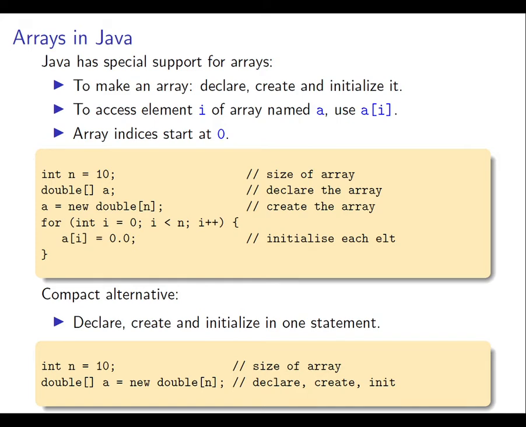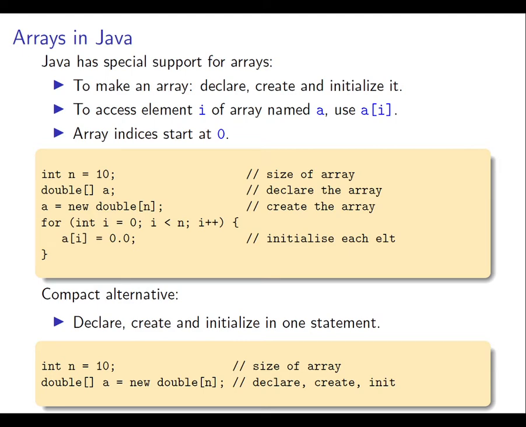That's a bit wordy, and it's convenient that in Java we have a shorter way to do the same thing. So in this case we are just going to keep the declaration and definition of n as 10, and then we're going to declare, create and initialize the array in a single line there. double[] a = new double[n].